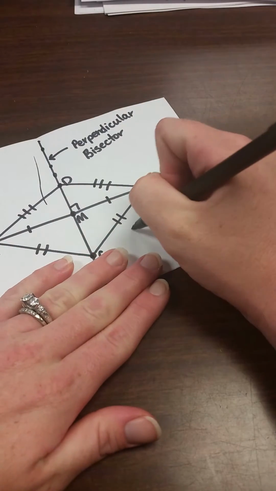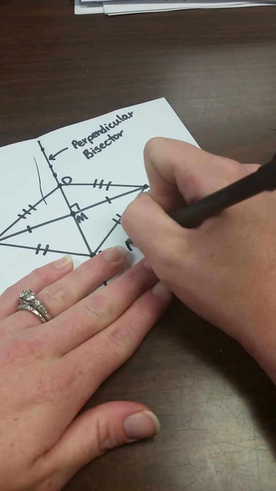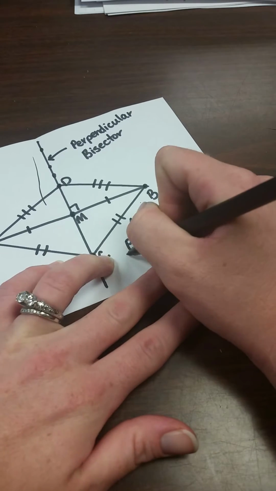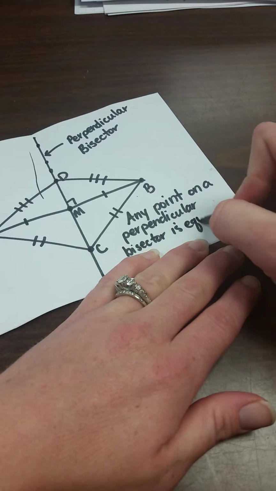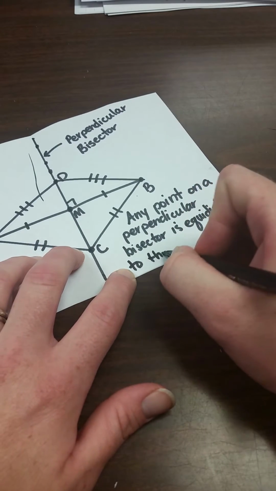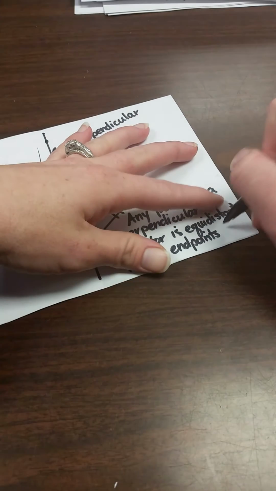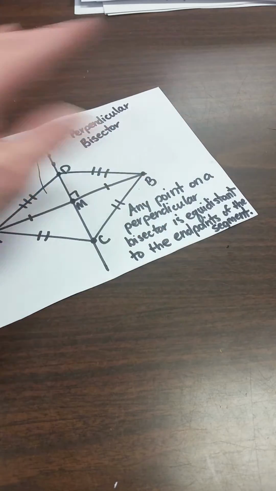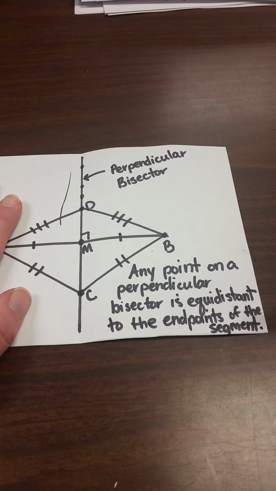So here's what I want you to write. Any point on a perpendicular bisector is equidistant to the endpoints. I'm going to run out of room. To the endpoints of the segment. Any point on a perpendicular bisector is equidistant to the endpoints of the segment.